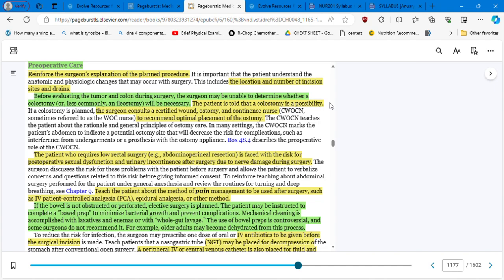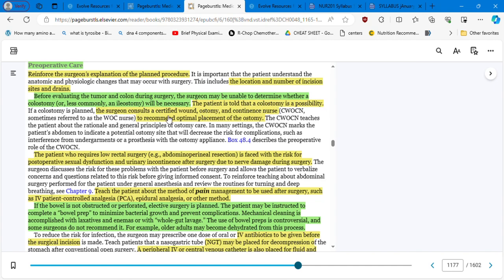So what they are explaining here is that until the surgeon is able to see the damage in the lumen, in the colon itself, the doctor cannot decide in advance, before the surgery, if the patient is going to need a colostomy or not. Okay, the doctor needs to see. The patient is told that a colostomy is a possibility.